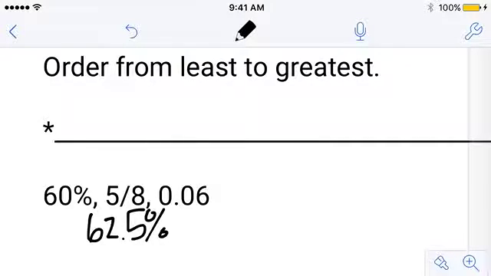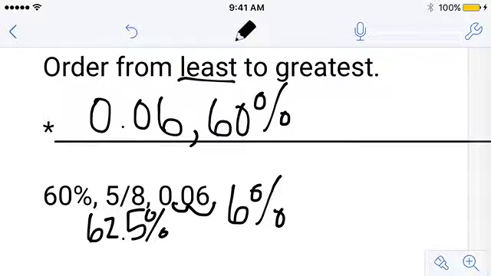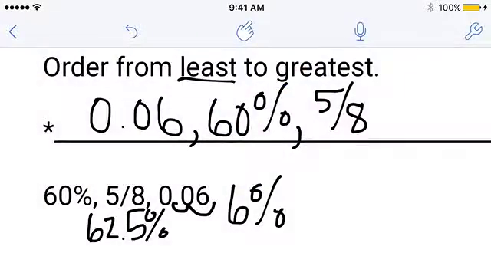For 6/100ths, all I have to do is move over the decimal place 2 places to the right, and that gives me 6%. So if I'm going from least to greatest, I have 0.06 because that was 6%. Then I have the actual percentage, 60, and then I have the fraction 5/8 because that's 62.5%.